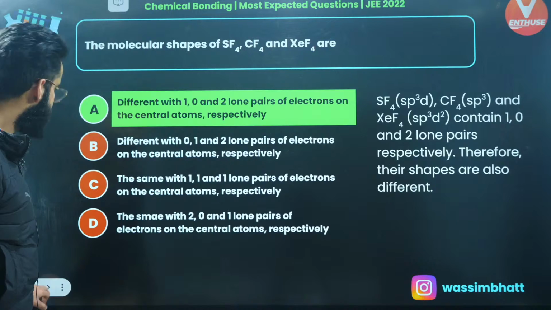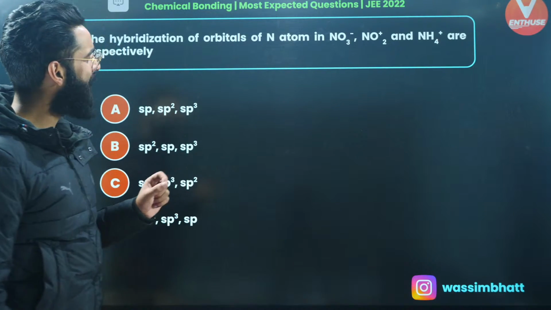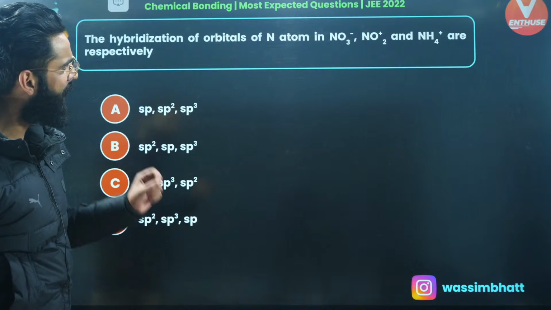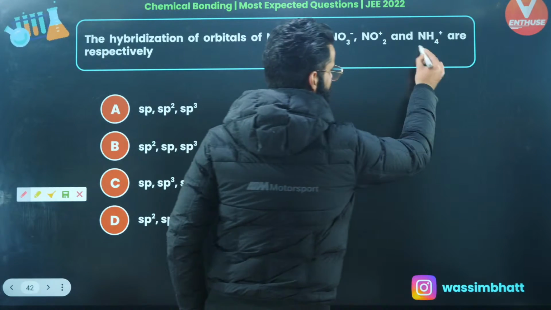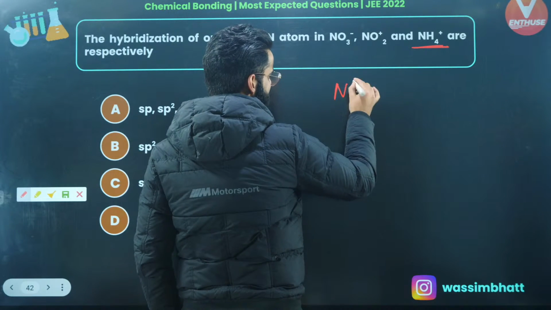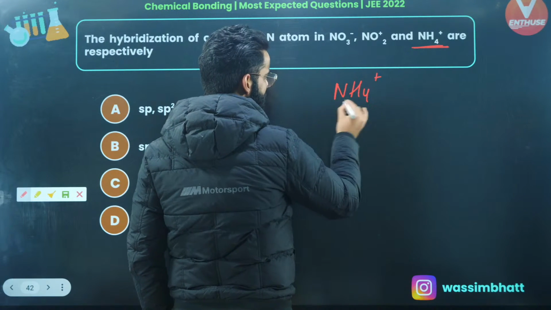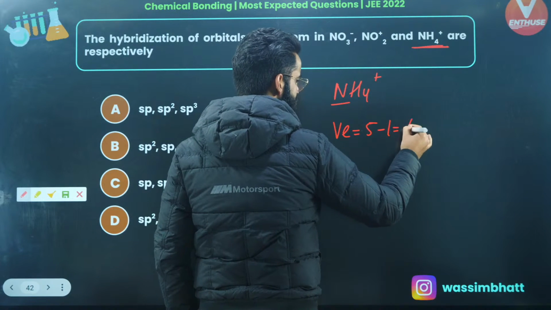Let's have a look at one more. The hybridization of orbitals of nitrogen in NO3 negative, NO2 positive, NH4 positive. So first of all, have a look at this NH4 positive, people. If you talk about this NH4 positive in particular, nitrogen, how many valence electrons? 5. There is a positive charge, so subtract 1, so it comes out to be 4.